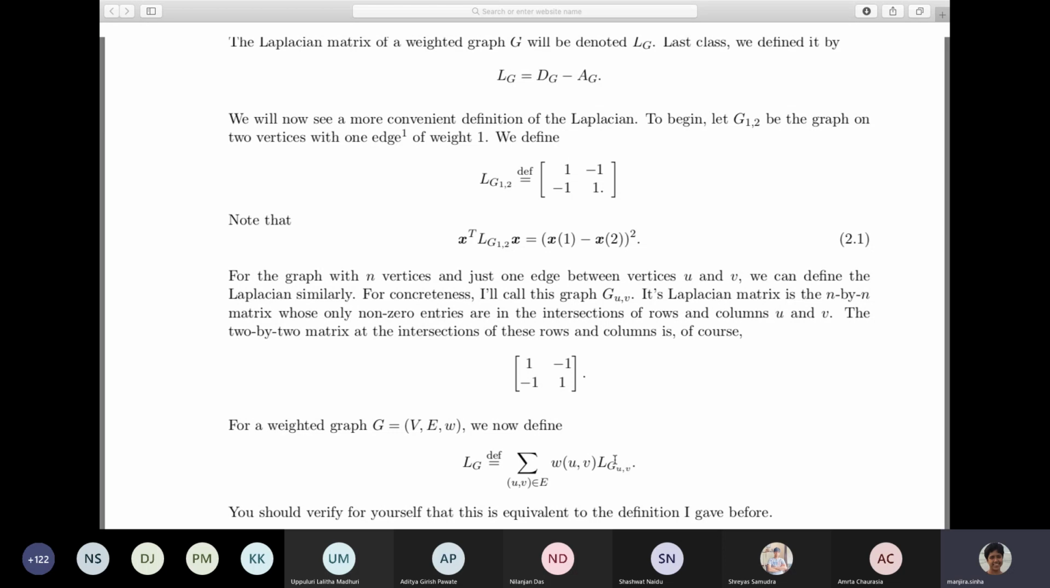Okay, but let us not go into the operation. The main thing is that for the Laplacian of the weighted graph, we do it in the same way that we did for the unweighted graph. The only difference is that now we are factoring in all the weights for the adjacency matrix as well as the degree matrix. Okay.